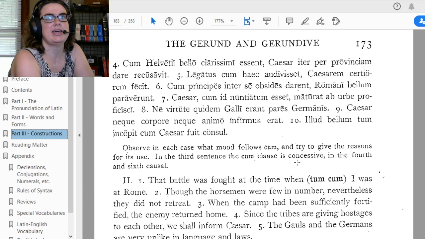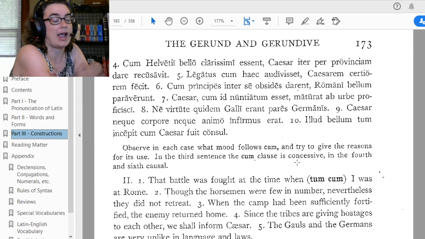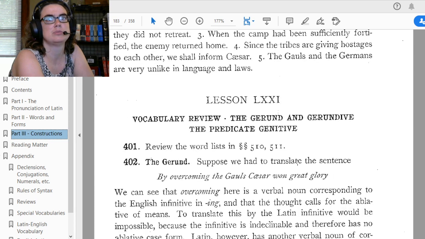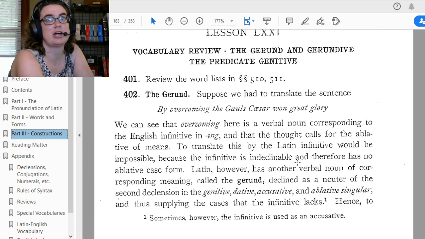Let's look at number 10. Illud bellum tum incepit, cum Caesar fuit consul. So we have a tum and a cum. So tum shall mean then, because we have it, and also because the verb is in the indicative, we know that cum is when. So that war then began when Caesar was consul. Very nice. All right.